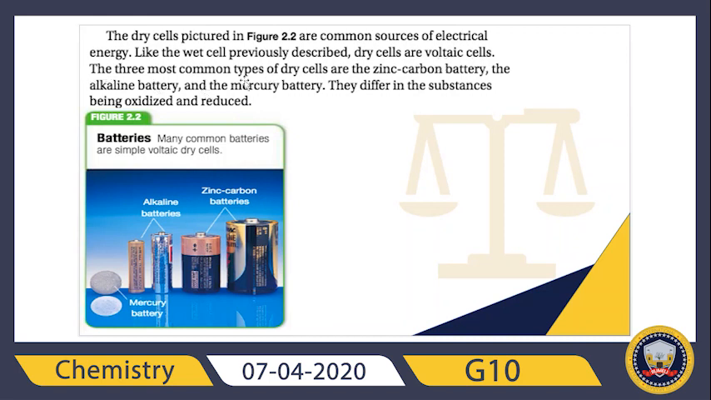The three most common types of dry cells, which you should remember, are the zinc-carbon battery, the alkaline battery, and the mercury battery. They differ in the substances being oxidized and reduced. So these are the types of batteries.